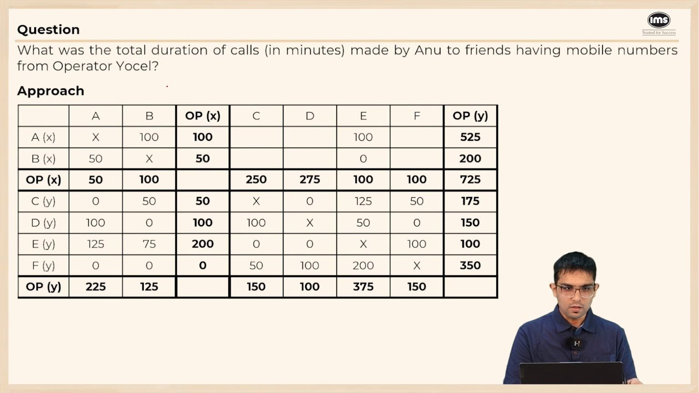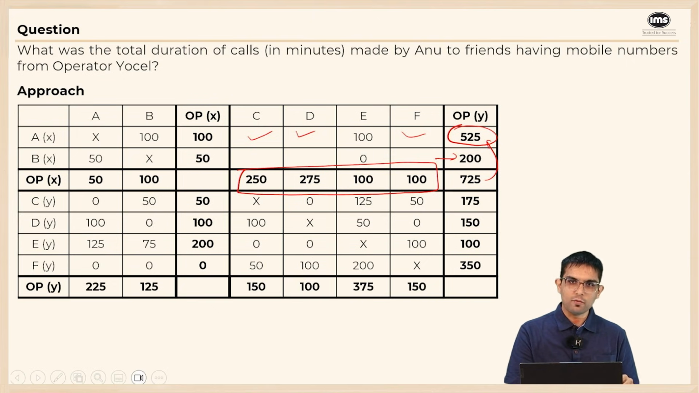The question is, what is the total call duration made by A to friends having numbers from operator Y? So we are talking about total of these numbers. Now we don't know these numbers separately, but we have identified the total of this number as 525 because this was given as 200 and total of these 4 were 725. So hence the answer is 525. So I'll just write down 525 is the correct answer.